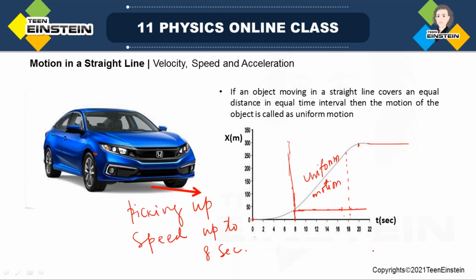So after that, you look, when it reaches 20, thereafter this becomes parallel to the time axis. That means after 18 seconds itself, it starts applying brakes, and at 20 seconds it actually stops.